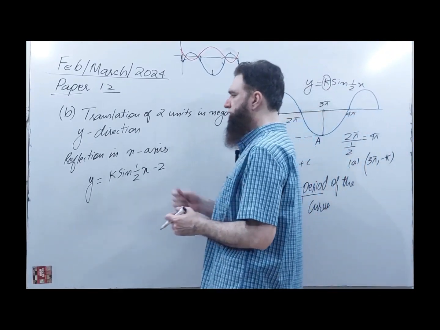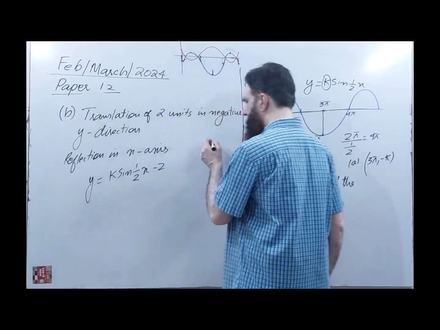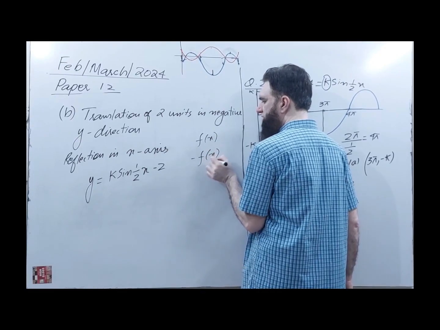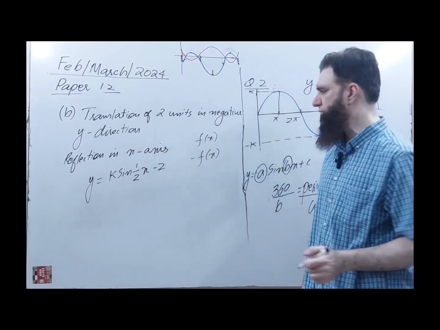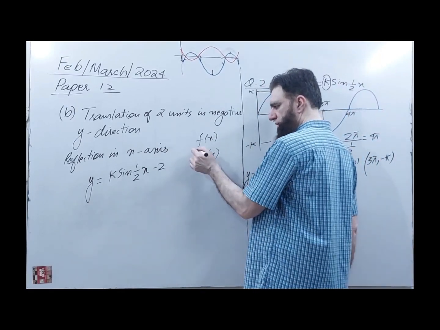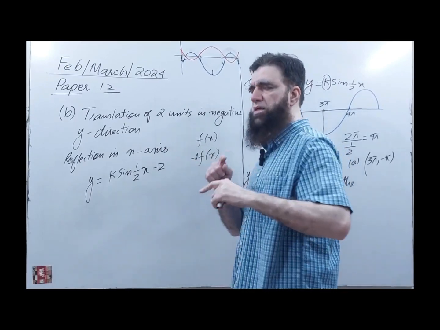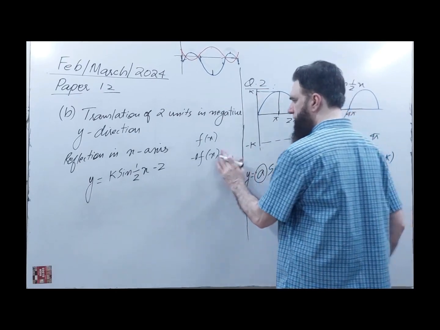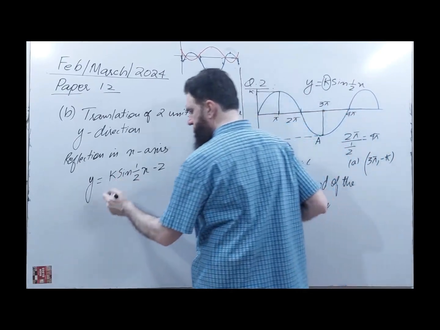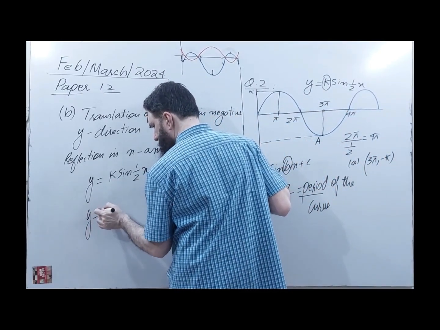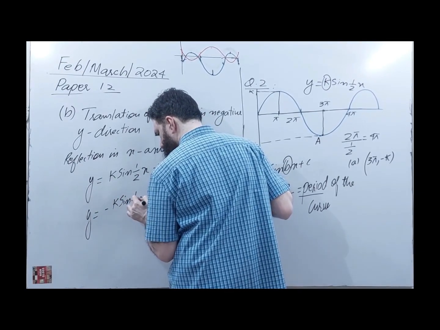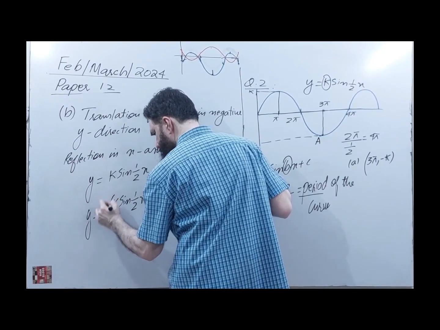And then you are asked to find the reflection in the x-axis. If you are given the curve f(x), then minus f(x) gives you the reflection of the curve. The negative amplitude turns the curve upside down. It reflects the curve in the x-axis. I hope you know that. So what we need to do is to put minus sign here. It's k sine half x minus 2.